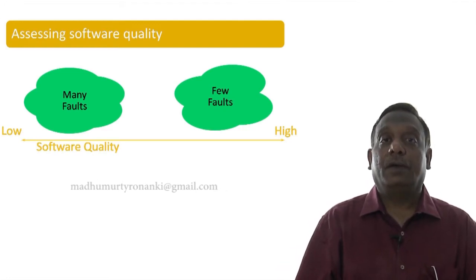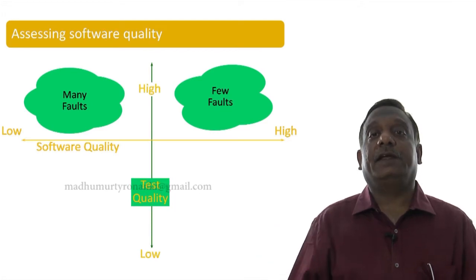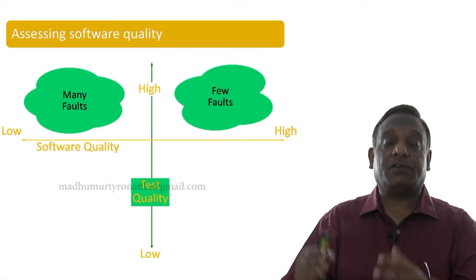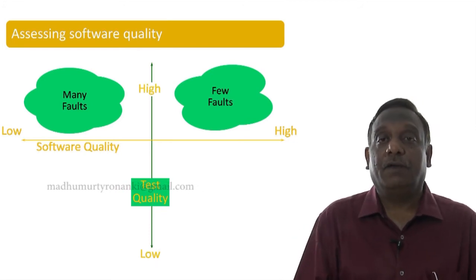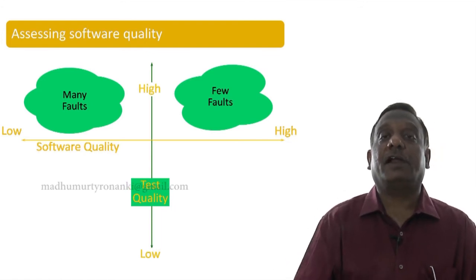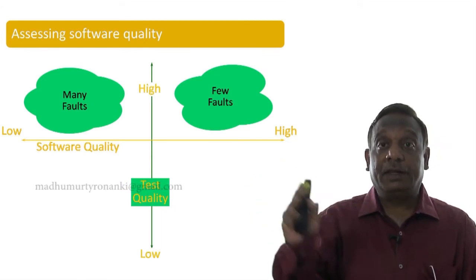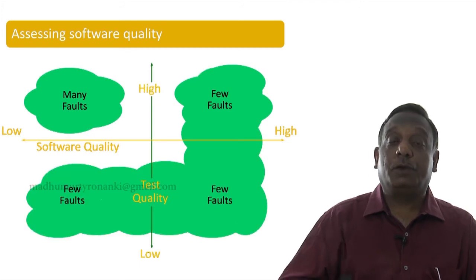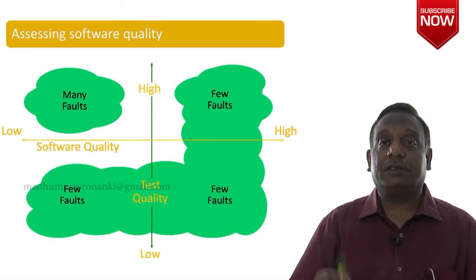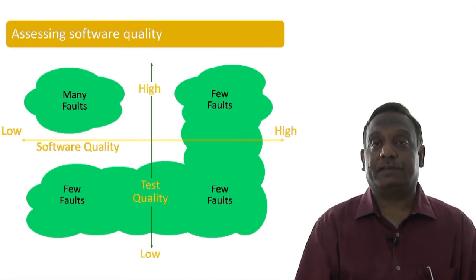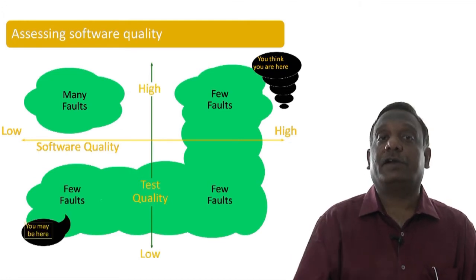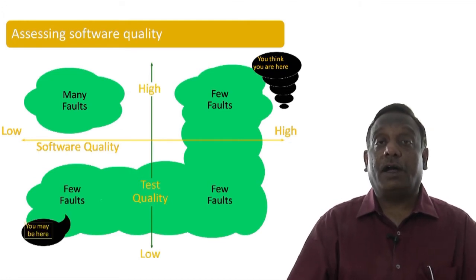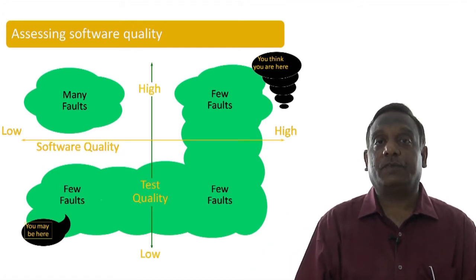Maybe not. If we do really good testing and we are still not finding defects, then it is really high quality. But if you are doing poor testing, and because of that poor testing you are not finding defects, then you may wrongly think that the software achieved quality, whereas it has not. That is why, on only a single axis, it is hard to assess software quality.